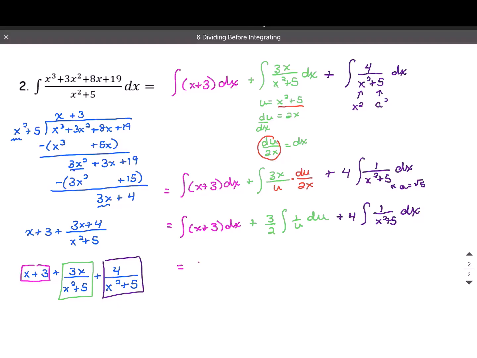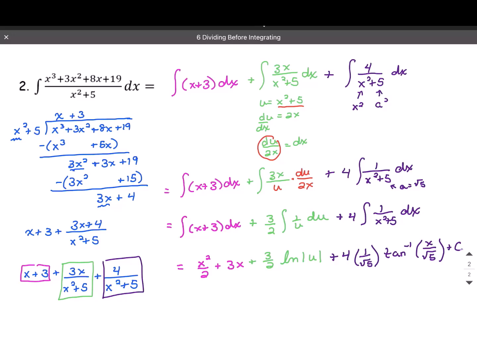The antiderivative of x is x²/2. The antiderivative of 3 is 3x. Then we have plus 3/2 times the antiderivative of 1 over u du, which is the natural log of the absolute value of u. Plus 4 times this antiderivative, 1 over (x² + 5), which is the tan inverse, following the pattern 1 over a, which is the square root of 5, times the tan inverse of x over a, the square root of 5, plus our constant.